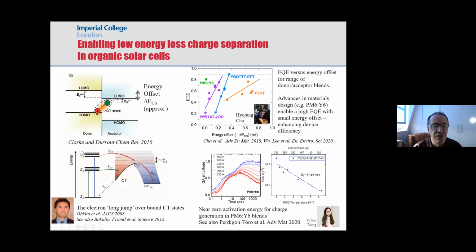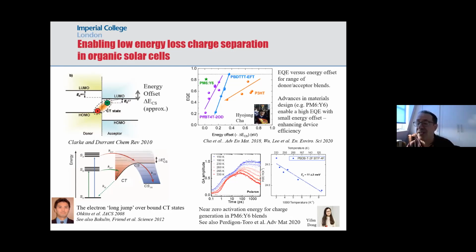This idea that the carriers may be able to separate into free charges without having to go over some thermally activated barrier from a charge transfer state has been recently supported by temperature-dependent measurements. This is some work from Ifan Dong in my group showing that essentially the activation energy for charge separation in these PM6 Y6 blends is almost zero. This was also observed by Deen recently in a paper in Advanced Materials.